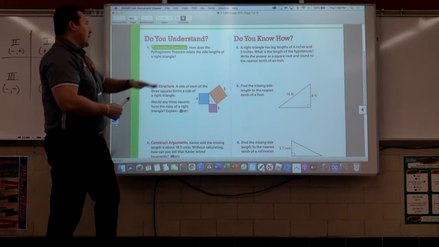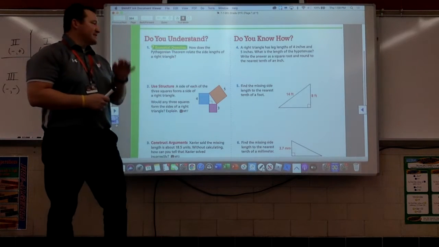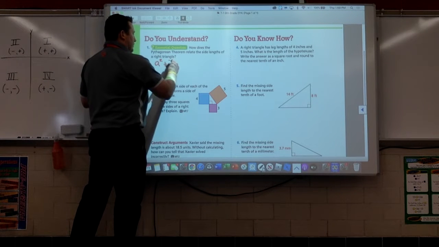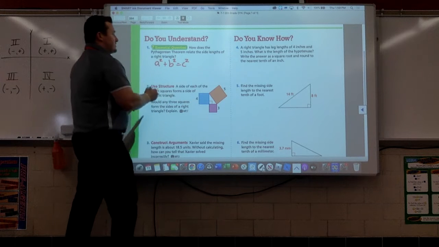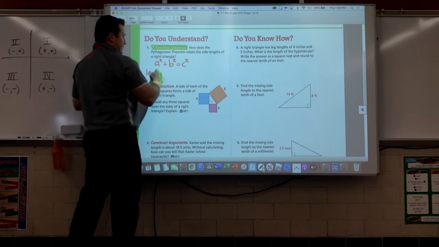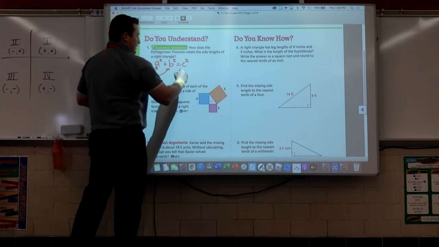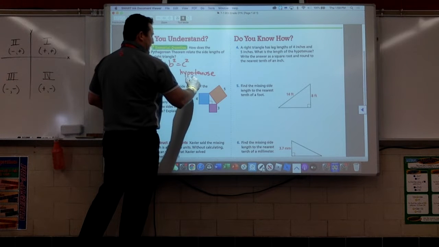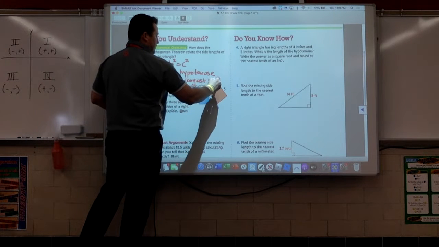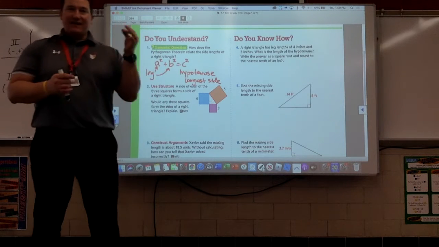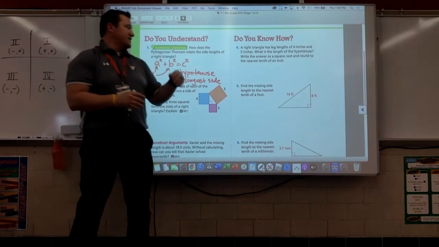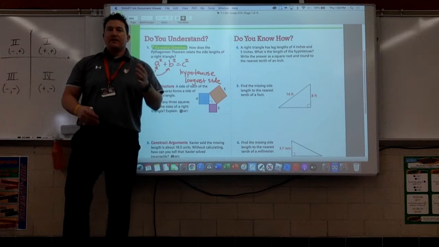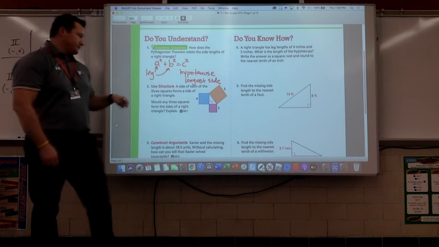Okay. How does the Pythagorean theorem relate the side lengths of a right triangle? Well, it literally says a squared plus b squared equals c squared, right? So this is a leg, and this is a leg, and c, of course, is the longest side, right? And that's the hypotenuse. Basically, it says if you square the legs and add them together, that equals the same number as if you square the hypotenuse. Okay? That is the relationship between the side lengths in a right triangle.